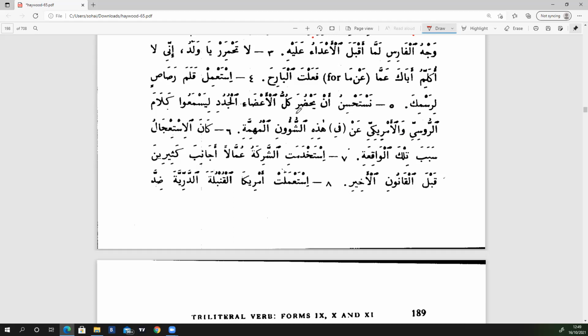All the members, the new members, attend. We think it best that all the new members attend. Yasma'u, to listen to the speech, the words, of the Russian and the American about this important matter. This is basic stuff.